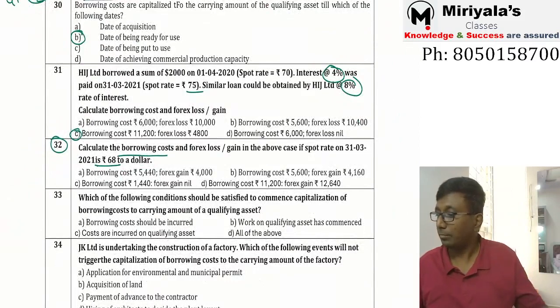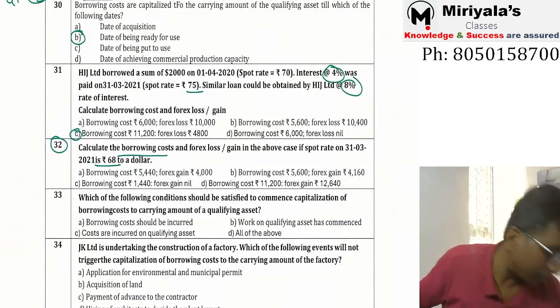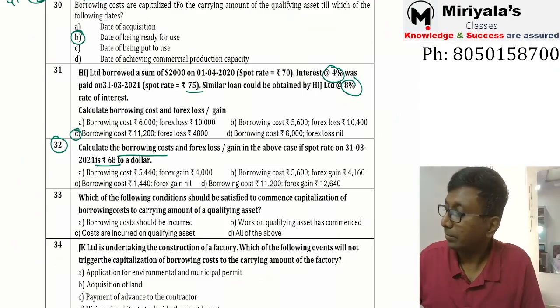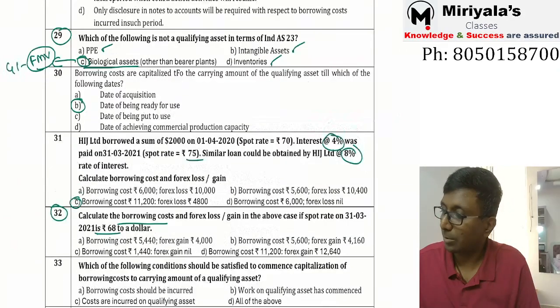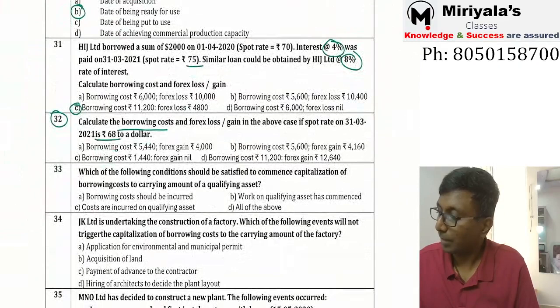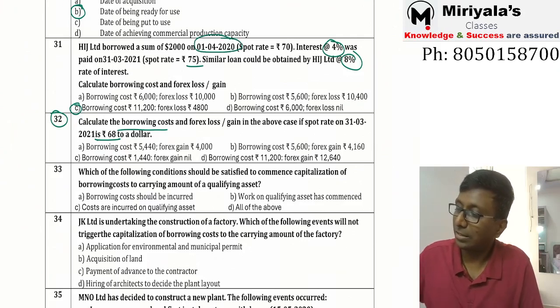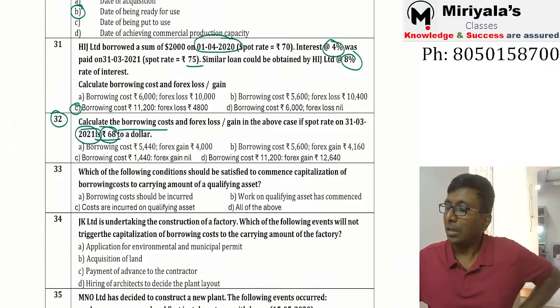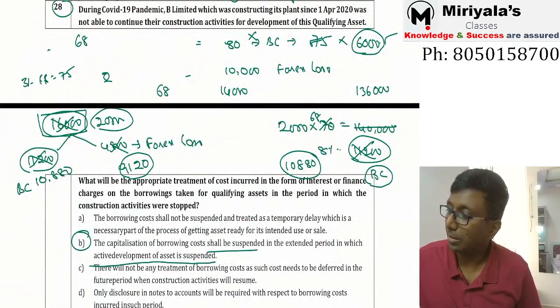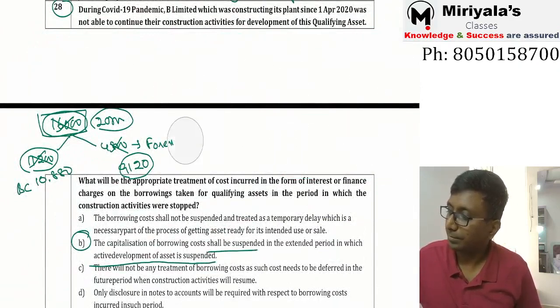Yes, my dear, what is it that he is saying? Just a second. Yes, 68 to a dollar. If the spot rate, sorry, one second. 31st March 21, no, I took it different. I have calculated wrongly, sorry, mistake. I have taken the spot rate as changed. What are they telling? They are telling that 68 is the year end rate. That's why my number was not appearing anywhere. That's my error. Let me correct it.